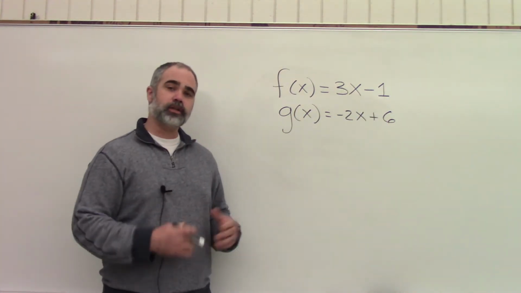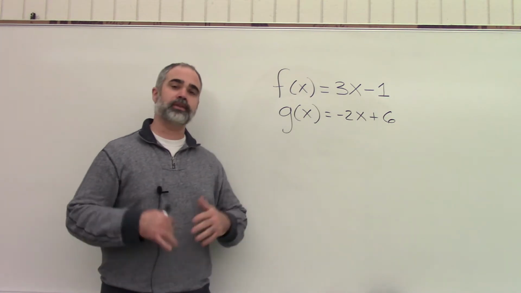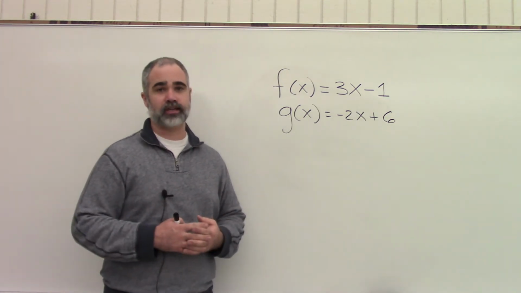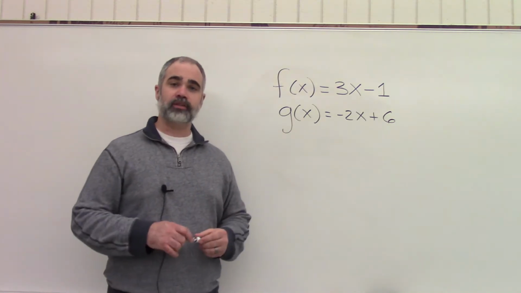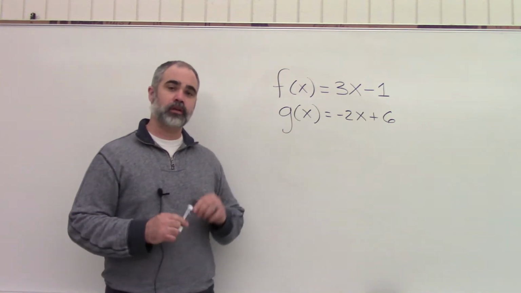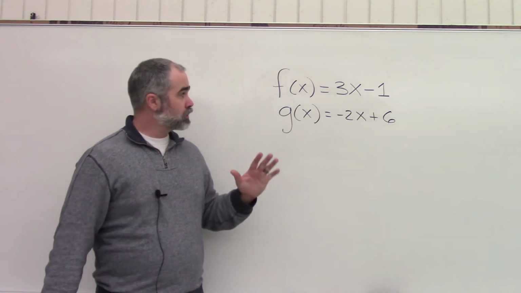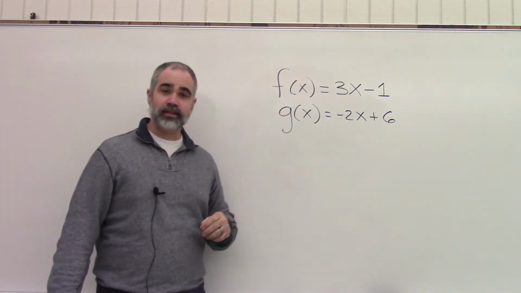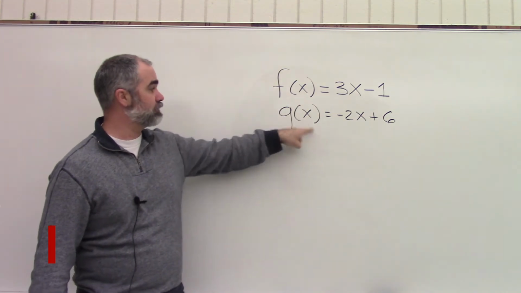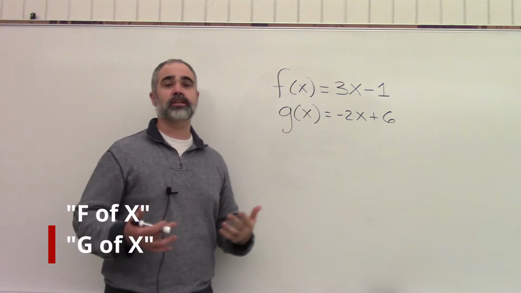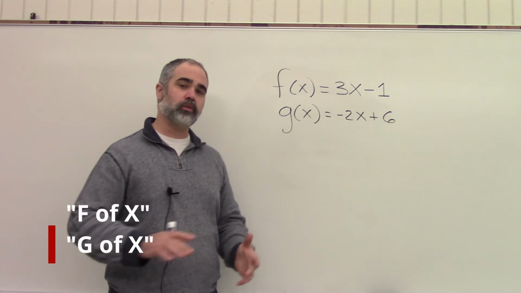As you see here, I've written two functions on the board using the function notation that we learned last time. If this looks unfamiliar to you, please go ahead and take a look at that previous video where I talk about that. But to summarize, this right here, we say this is f of x, this is g of x, and both of those are synonyms for y. They're just another way of writing y.